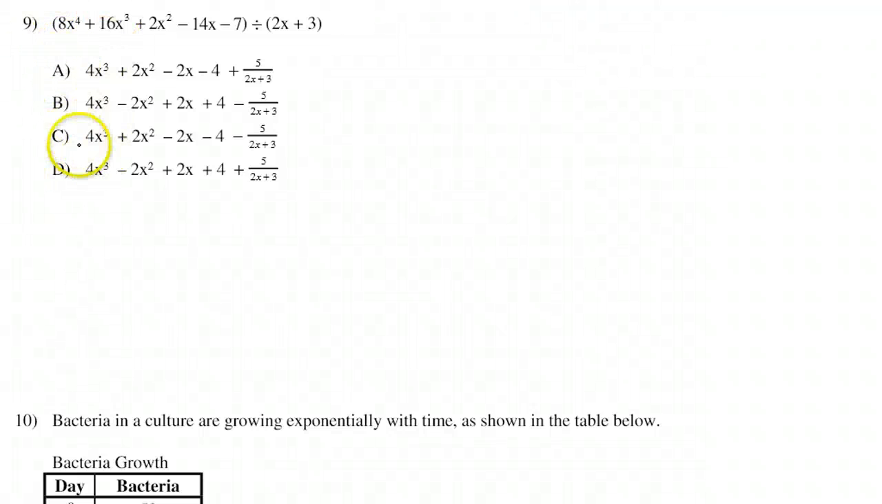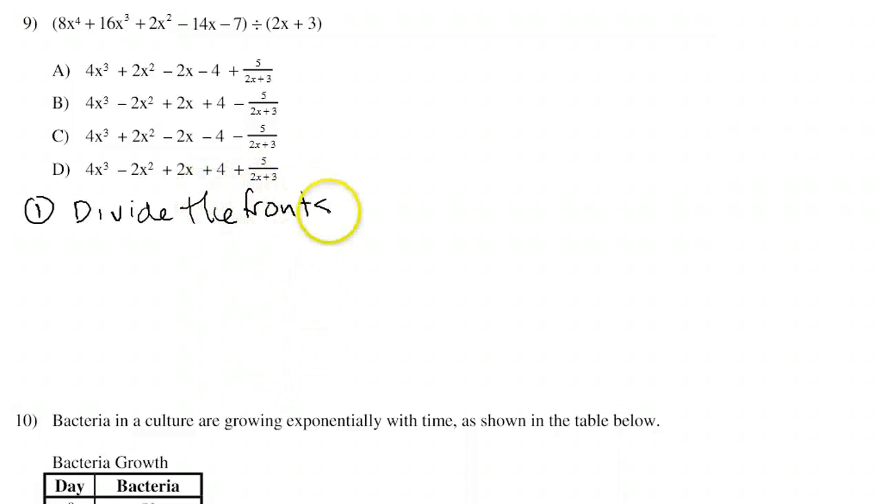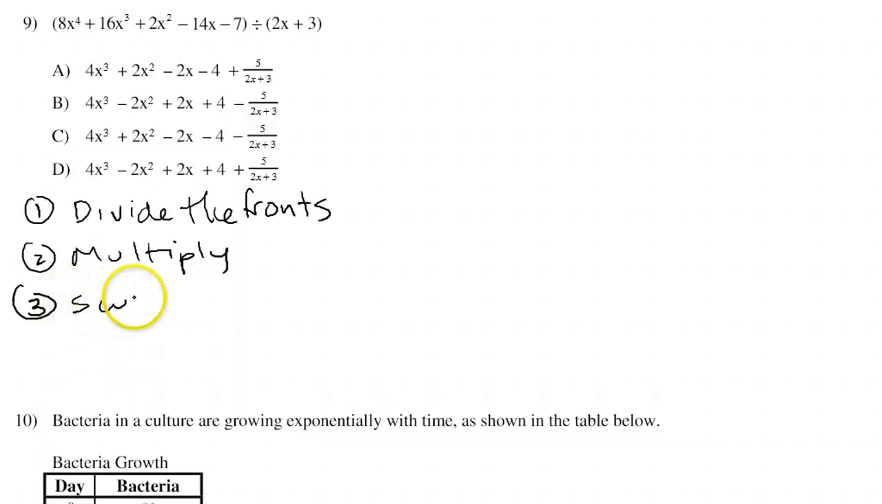For long division of polynomials, you'll recall the 3 steps that I always make you guys use: divide the fronts, multiply, then last we can just switch the sides and add. And then we just keep repeating that until we get the remainder.